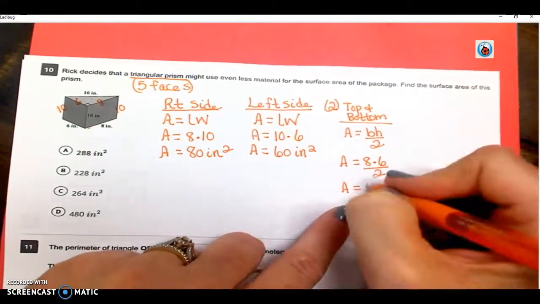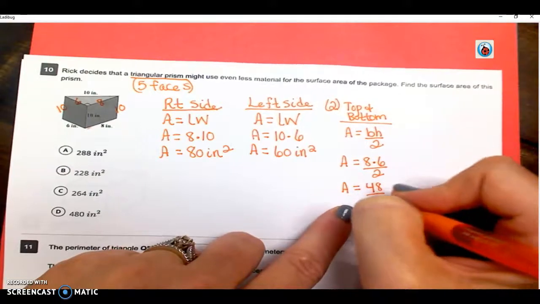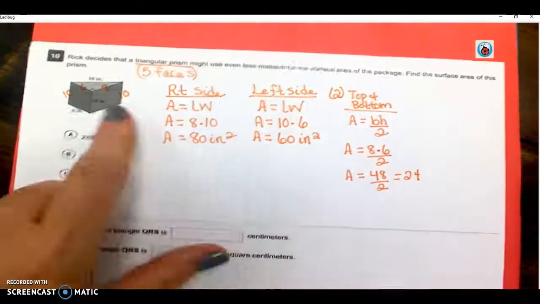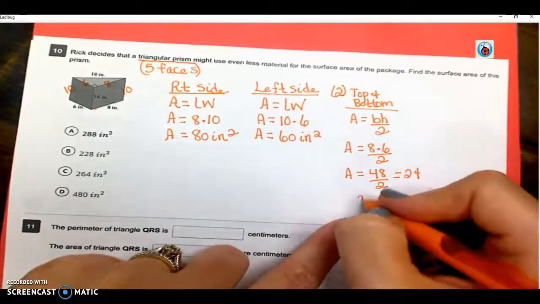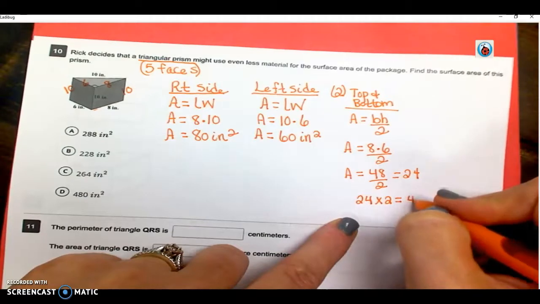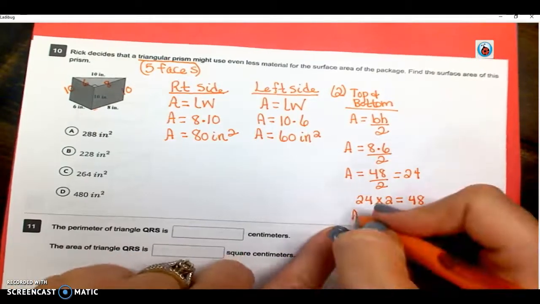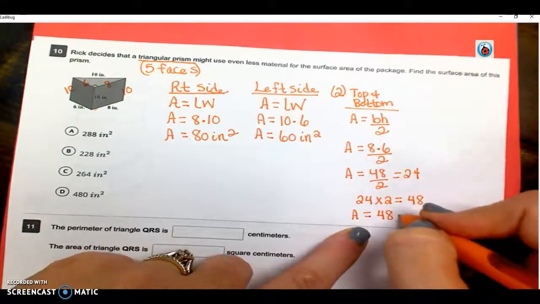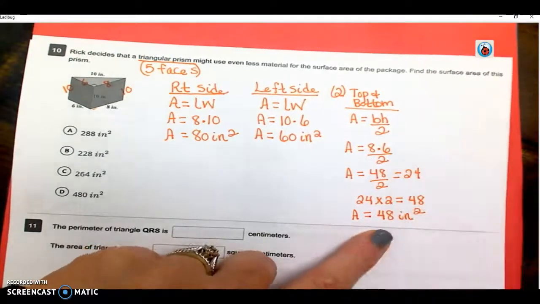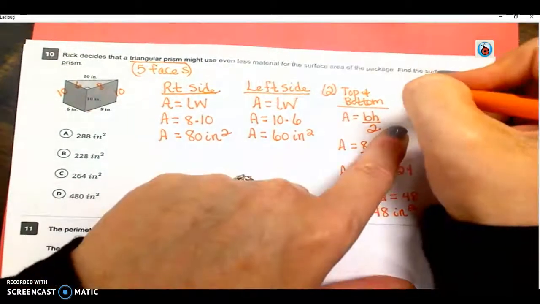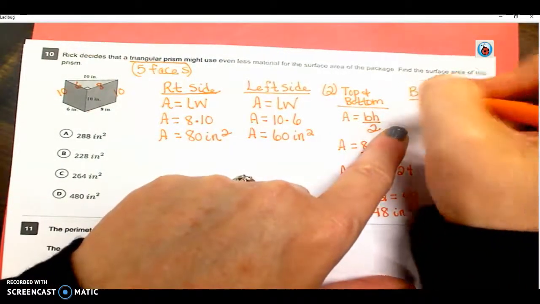And 8 times 6 is 48, divided by 2, which is 24. However, that's for one of the triangles. So we're going to do 24 times 2 of them, and that would actually give us 48. So the area of the 2 triangles would be 48 inches squared. Okay, then we have the back.